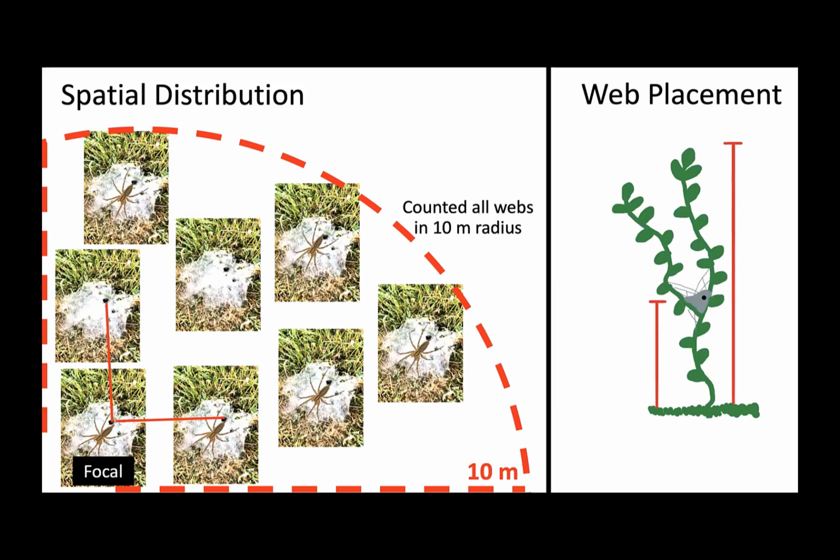In terms of web placement, we measured how high the spiders placed the web and also measured the maximum height of the substrate. And we did the maximum height of the substrate because in the city, it's likely that plants are trimmed and more maintained. And so I wanted to control for the fact that plants might just be in general shorter on city campus. We also recorded all of the available plant species that were within the 10-meter radius, as well as the plant species that the spiders were actually building their webs on.